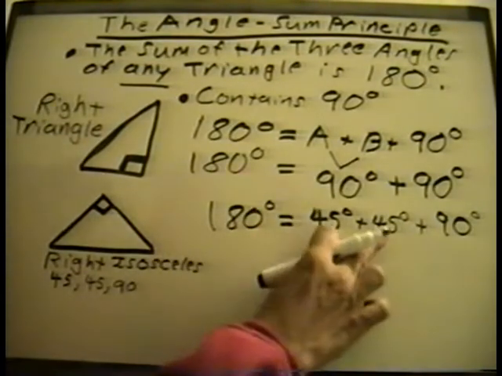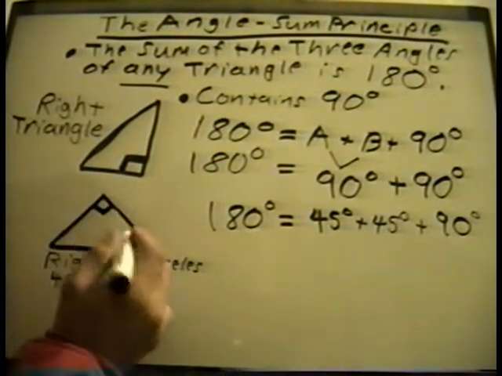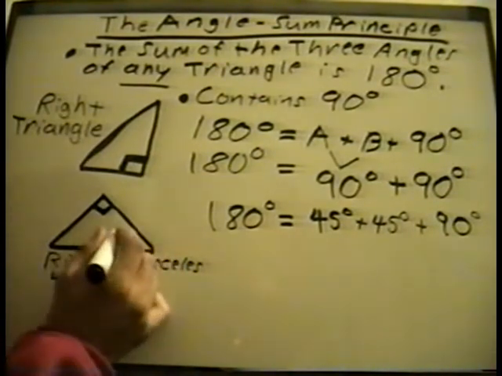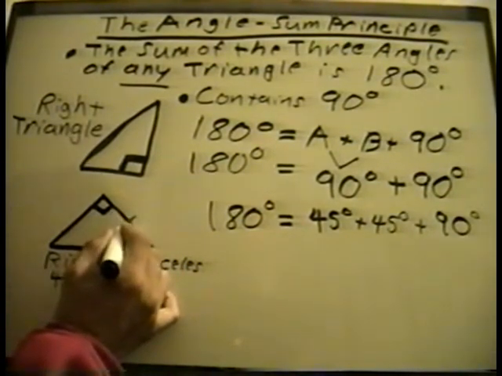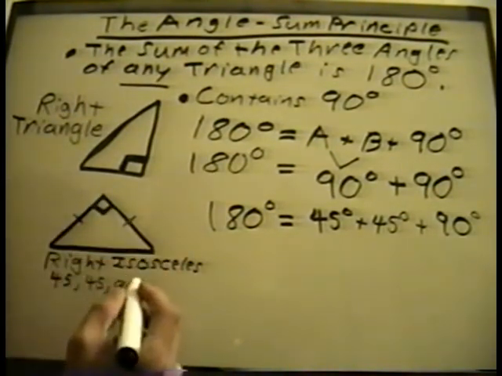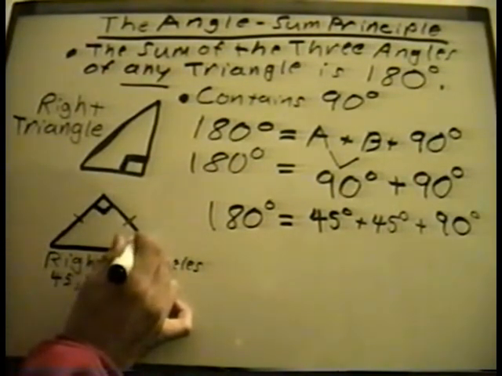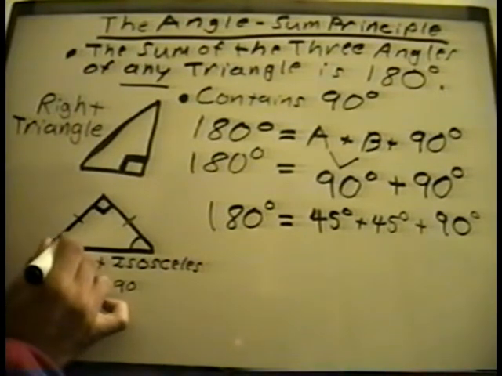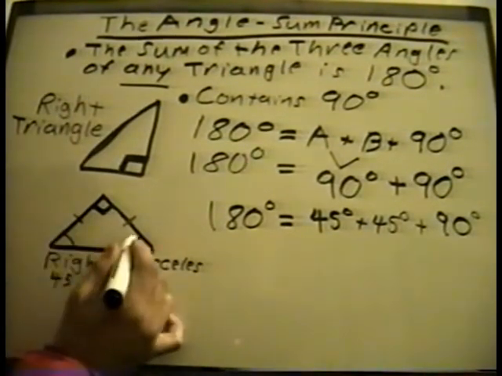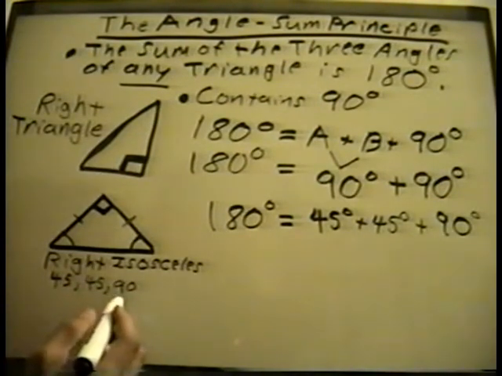Okay, so here we have one 90-degree angle and two equal sides. So the other angles are equal to each other. In a right isosceles triangle, the angles are always 45, 45, 90.